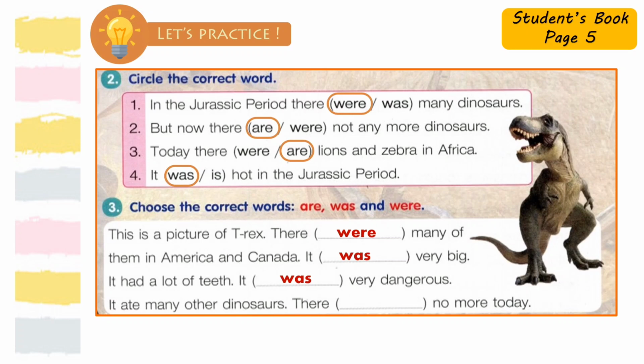Last sentence. It ate many other dinosaurs. They're blank no more today. What's your answer? Correct. There are no more today. So you can check your work or you can just copy this one in your book. And later on, we're going to have another activity.